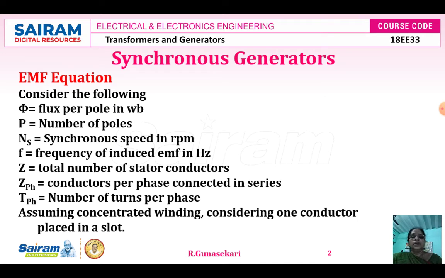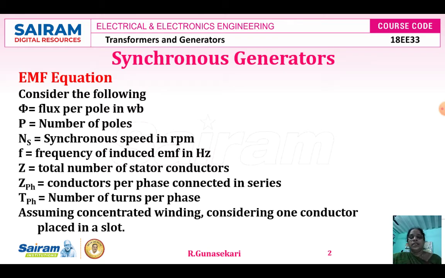Both are there. But compared to the rotating armature, stationary field design, the stationary armature and rotating field design of the synchronous generator has more advantages. So that's why normally all synchronous generators are designed with stationary armature and rotating magnetic field. Therefore the armature is called the stator, and the field winding is called the rotor. So ZB is the total number of conductors.